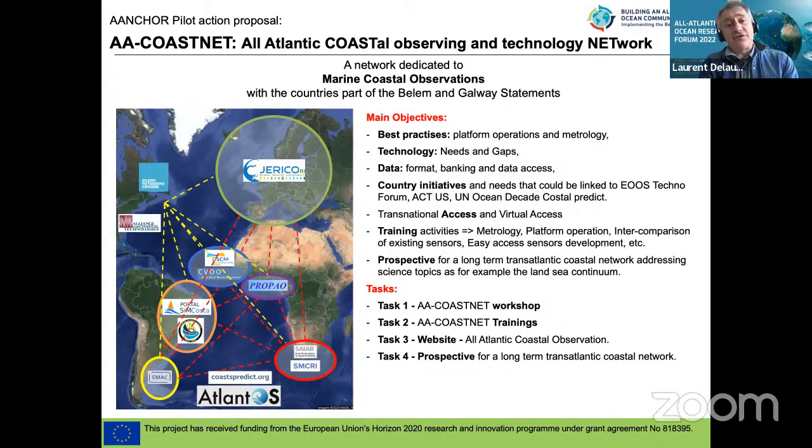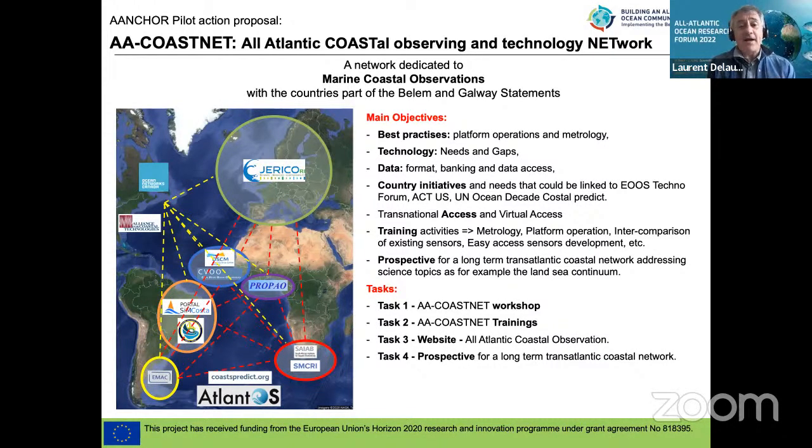The main objective of this joint action is to share best practices on platform operation and methodology, to discuss and exchange about needs and gaps on technology, to exchange about data format, data banking and data access. We could have exchange as well about country initiatives and needs that could be linked to the EOS Technology Forum, the ACT in the US, or the UN Ocean Decade Coastal Credit. We can as well exchange information or initiatives about transnational access and virtual access that are happening in the various networks.